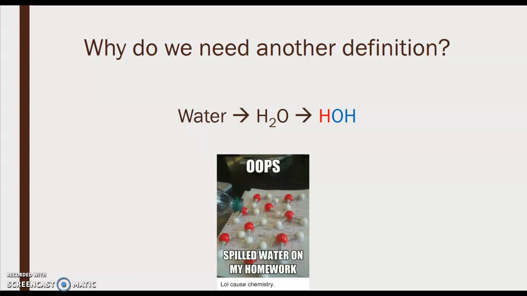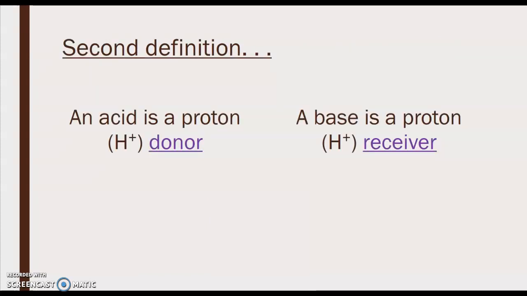So then we have to look at how it reacts in certain scenarios to categorize if it's an acid or a base. So that's why we had to come up with a second definition. In the second definition, an acid is a proton donor, proton meaning hydrogen, and a base is the proton receiver or hydrogen receiver. So the only way this is going to make sense is if you see an example of this in an equation.